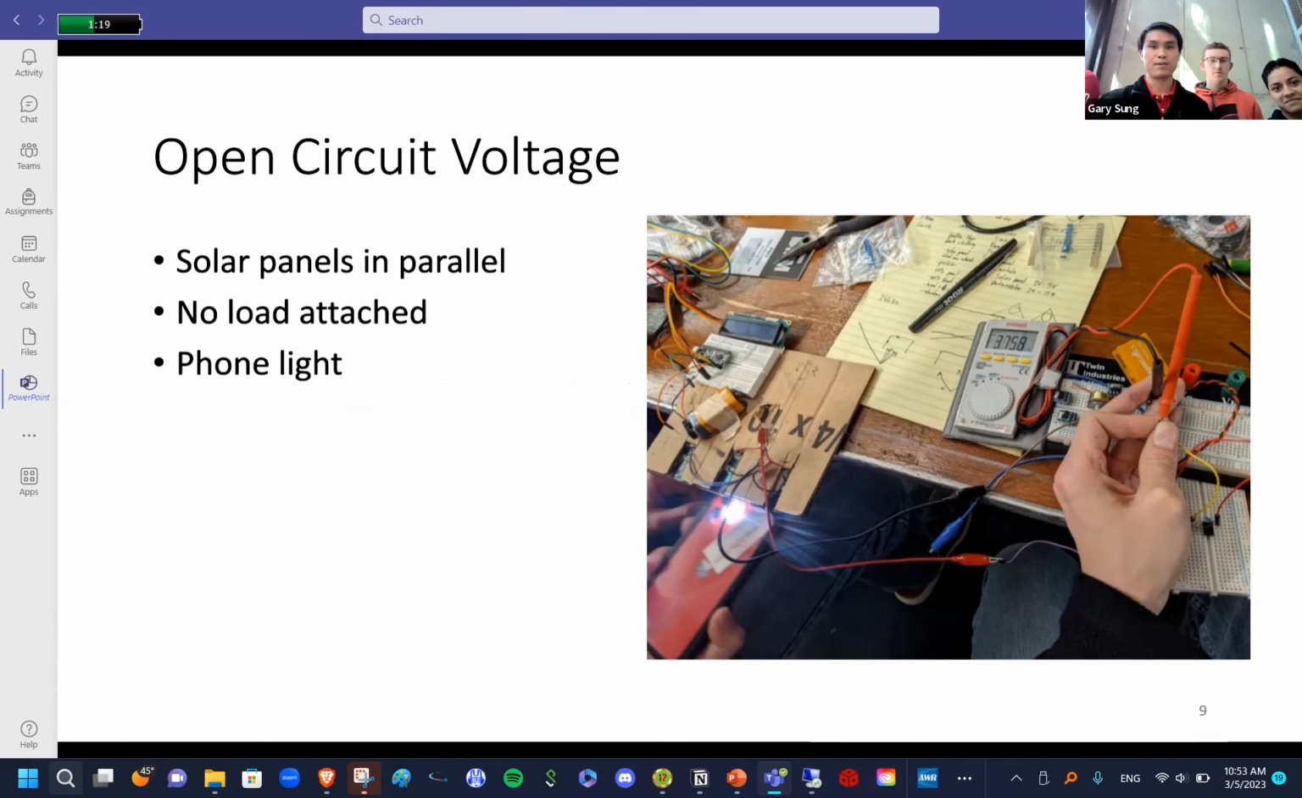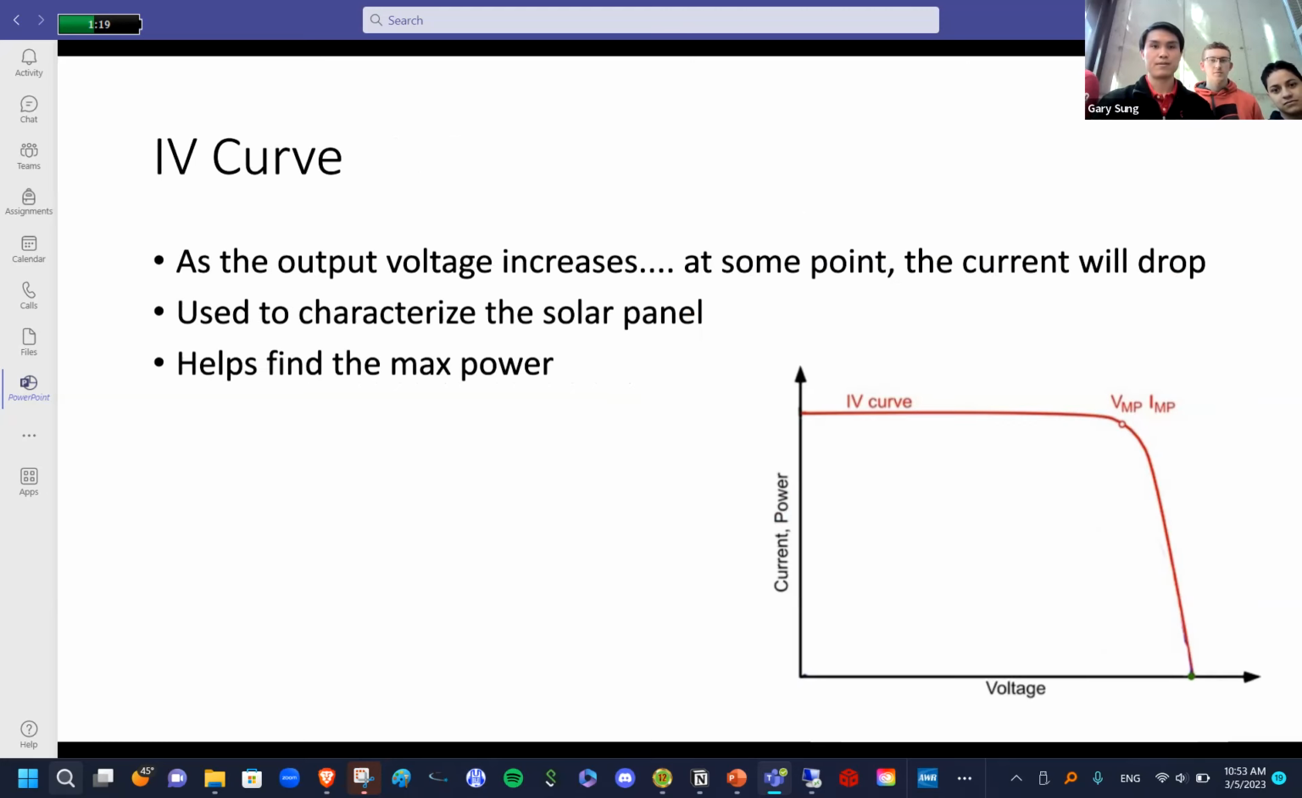Here was an initial measurement just using a phone light, getting the voltage with no load. The purpose of doing this was to try to characterize the solar panels. Solar panels have something called an IV curve. As the output voltage increases, at some point, the current will drop. So this IV curve helps find the maximum power output of the panel.